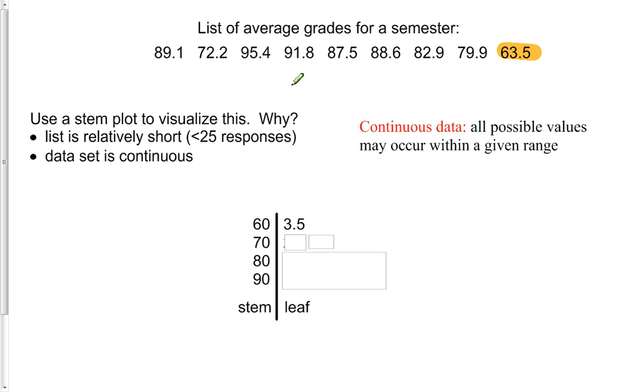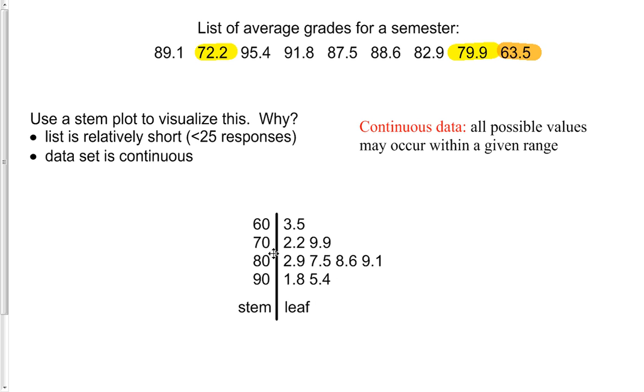Same thing with the 70s. We have a 72.2 and 79.9, and I'm going to list those in order. First one's going to be the 2.2, and the second one's going to be the 9.9. And you do that for all of those, again, always listing them in numerical order.